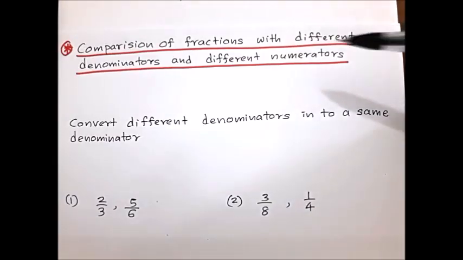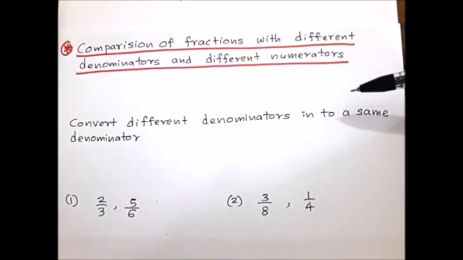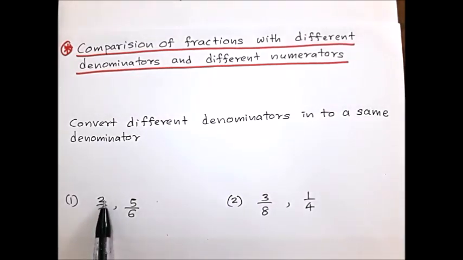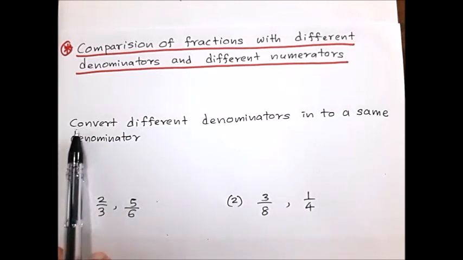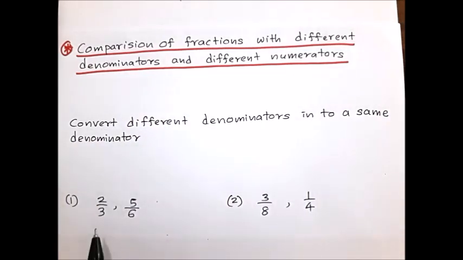Now you have to compare fractions with different denominators and different numerators. In the first one we compared fractions with the same denominator. In the second one we compared fractions with the same numerator. Now you have to learn to compare fractions with different denominators and different numerators. Look at this example. Numerators are different, denominators are also different. Here is the instruction: convert different denominators into the same denominator. Here these two are different denominators. First convert this into an equal denominator.